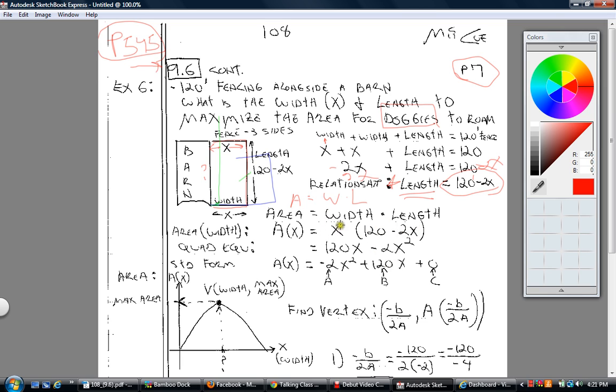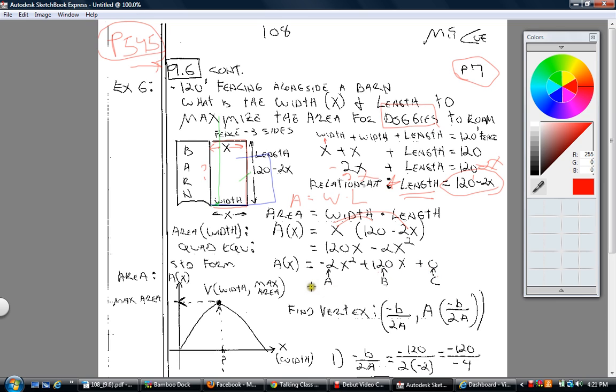Okay, now multiply this out with the distributive property. Next thing you know, you get 120X minus 2X squared. Rearrange the terms so you have a quadratic equation with exponents in descending order, and boom, A, B, C are your coefficients.